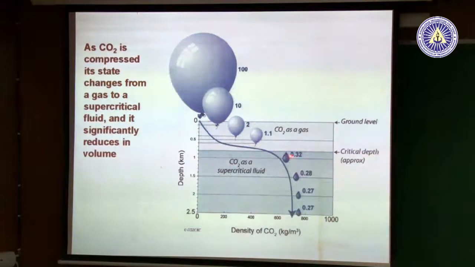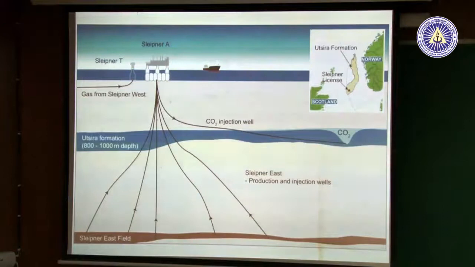If you go further down, it doesn't compress much more, and it costs much more to store it at larger depth, and there's not much advantage. So most, but not all, of the storage ideas would be at around about a kilometre. In rock that has space to do it. And Sleipner was one of the biggest and best examples.